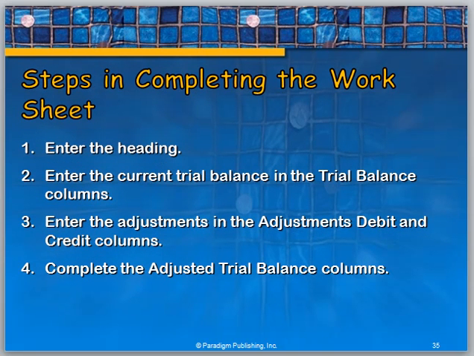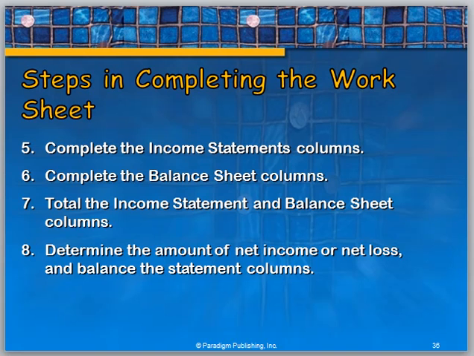Our steps in completing the worksheet: we enter the heading, the current trial balance, the adjustments in the debit and credit columns, and then we complete our adjusted trial balance columns. Then we complete the income statement columns, the balance sheet columns, and then we're going to total the income statement and balance sheet columns, and then determine the amount of net income or net loss and balance our statement columns.